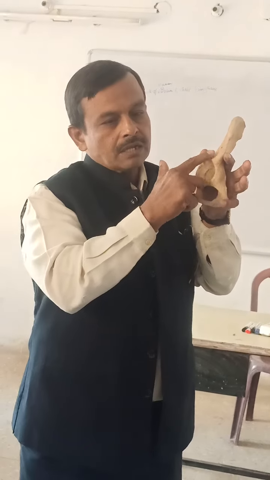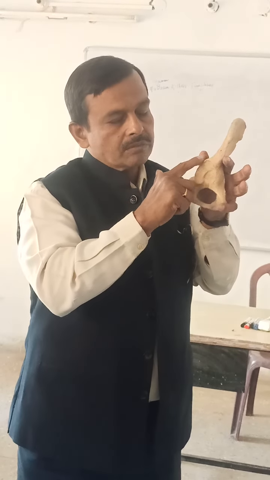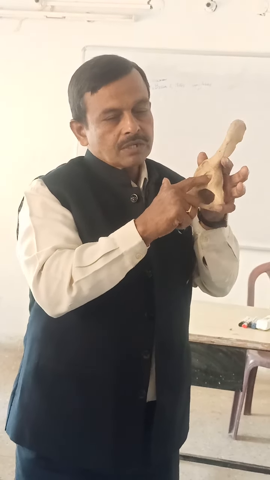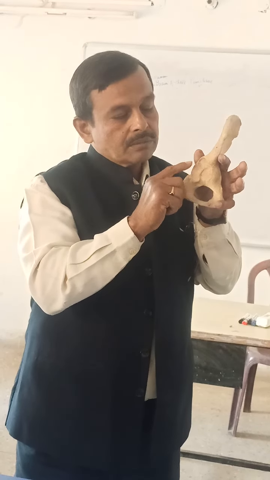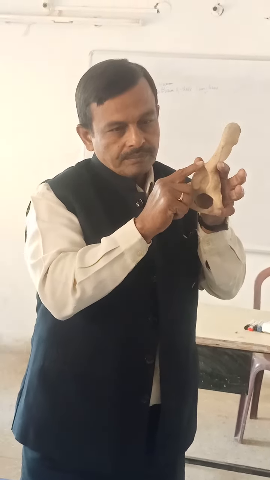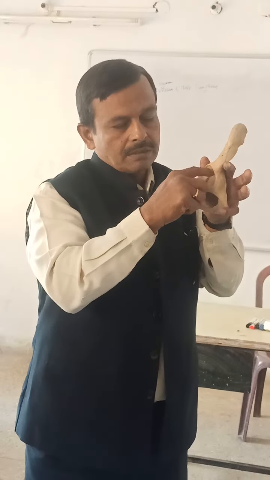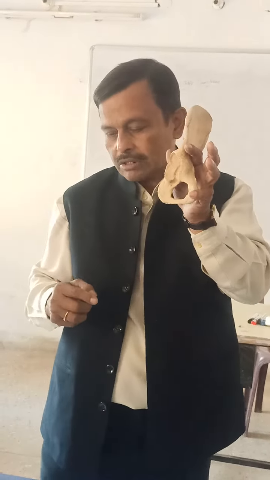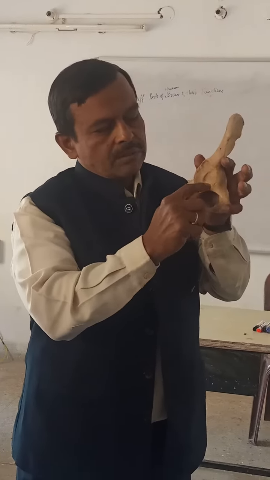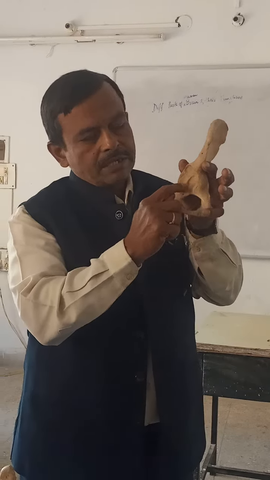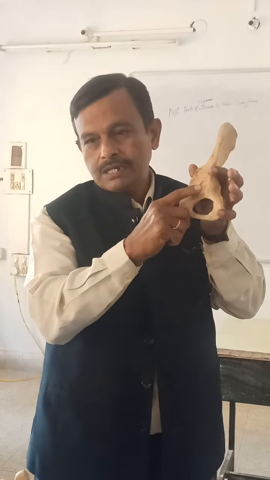The margin of the acetabular cavity is connected with a ring of hyaline cartilage, that is known as the acetabular labrum, to deepen the cavity of the acetabulum for accommodation of the head of the femur. Clear? And the margin of this notch is connected by a ligament known as the transverse acetabular ligament.